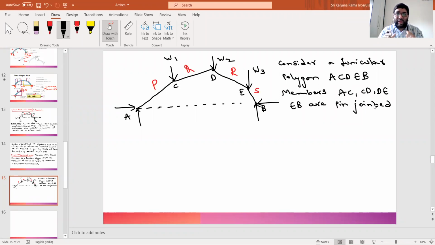Imagine, all of you should understand one thing. This is a theoretical concept, not the actual concept. It's a theoretical one. So what does that mean? We are trying to visualize the actual arch in such a way that wherever there is a load applied, that is a pin joint. So now, is it not looking like a truss? So that's what we do, right?